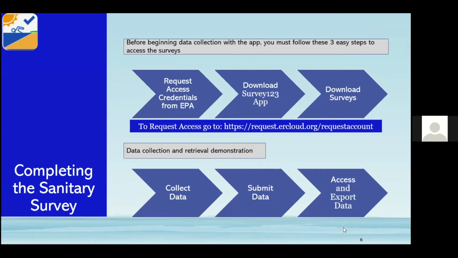Before you can begin using the Sanitary Survey app, there are a few things you need to do. Request access credentials from EPA, and you can do so using the link provided on this slide. Download Survey 123 from the App Store, and then you can download the surveys and begin collecting data.